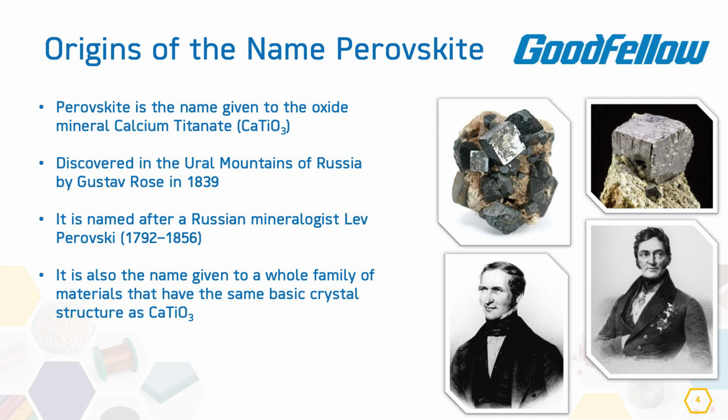Following the discovery of calcium titanate and the characterization of its structure, a whole family of materials with the same basic crystal structure as calcium titanate were discovered. So then this whole family adopted the name Perovskite, and the structure was known as the Perovskite structure.